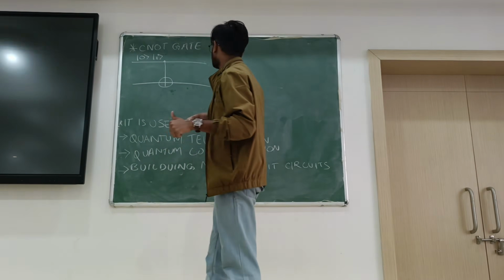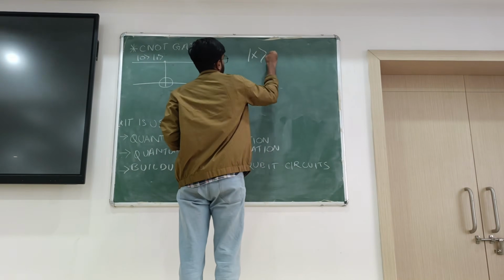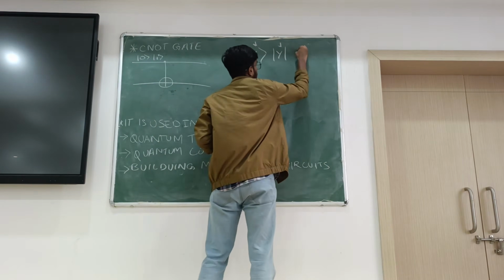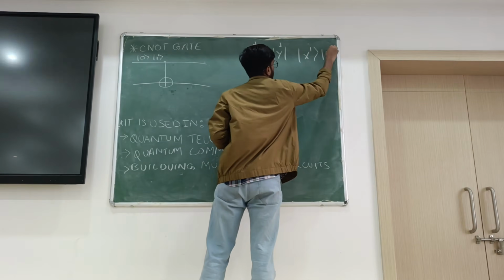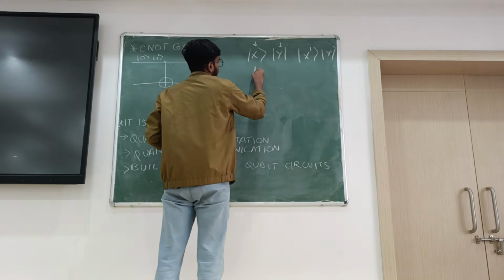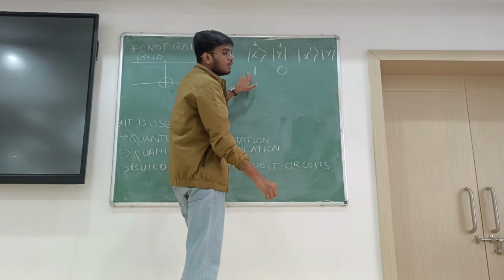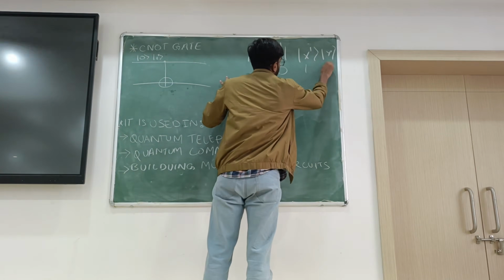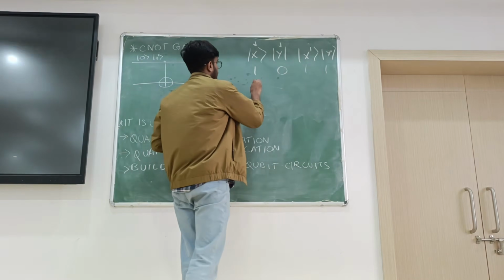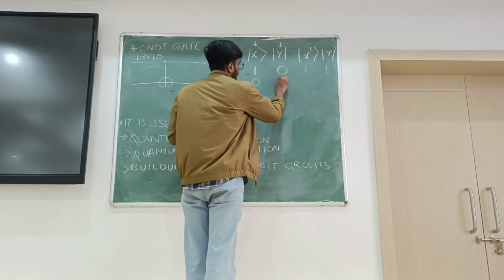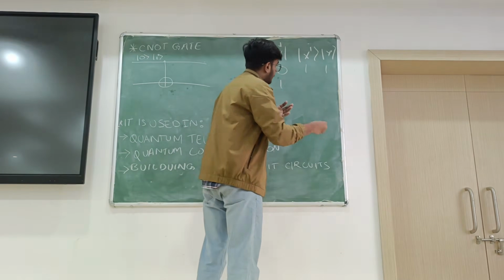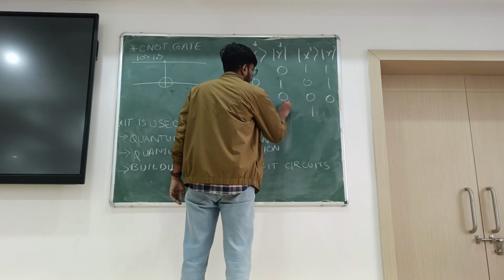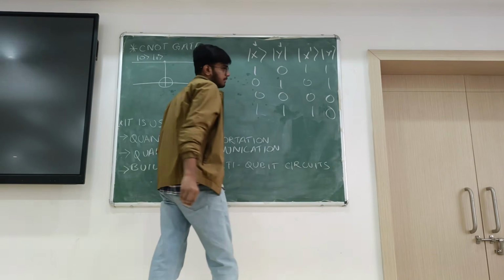Now we can make the truth table for it. This is our control bit and this is our target bit. What would be the output for it? If we take 1 0 here, the control bit is 1, so the target bit would be flipped. The answer would be 1 1. Now, if the control bit is 0, then the target bit would not be flipped. It would be just 0 and 1. Hence, if we put 1 1, the output will come 1 0.